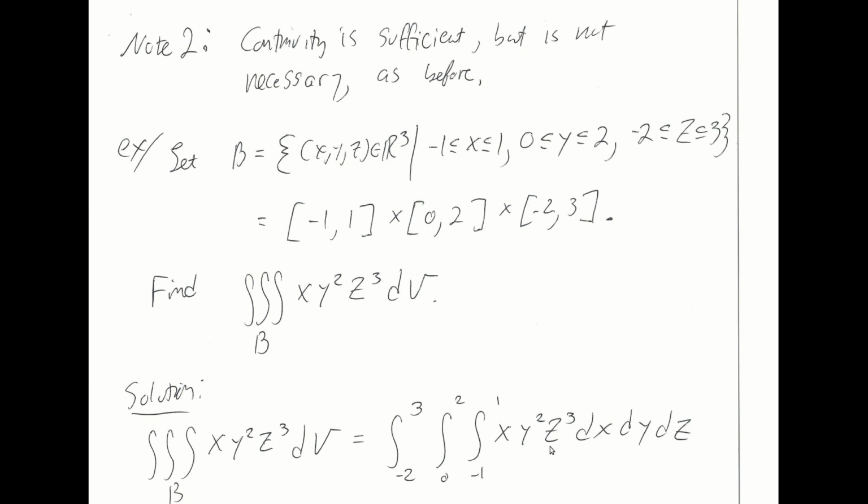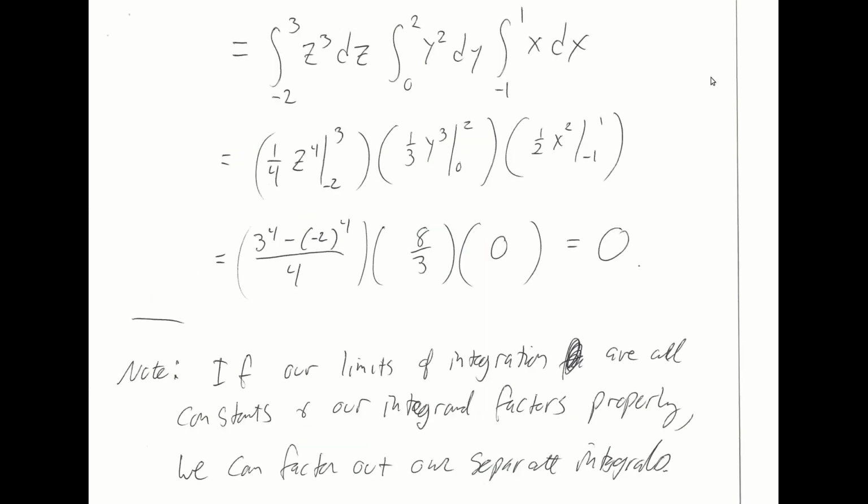This is a case where all of our limits of integration are constant, as it will always hold for triple integrals over rectangular boxes, but also where our integrand factors nicely as a function of x, a function of y, and a function of z. So I'm actually able to factor this out into three single integrals, just as we did for double integrals when these two conditions held: constant limits of integration, and an integrand which factors cleanly into functions of each of the single variables. So I can perform these three single integrals in parallel here.